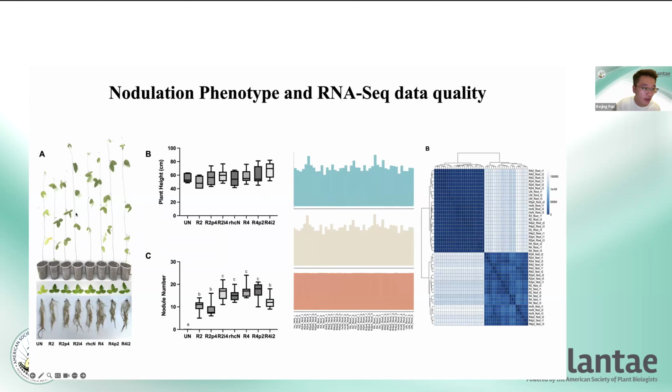We found that these different strains didn't cause significant changes in plant height, but they caused nodule number changes, especially the NOP-I. Here you could find that the R2R4, compared to the R2 wild type, has a higher nodule number. So this means the R4's NOP-I could help to induce nodule formation, but the R4I2 has a lower nodule number compared to the R4 wild type. This means the R2 NOP-I could reduce nodule formation.